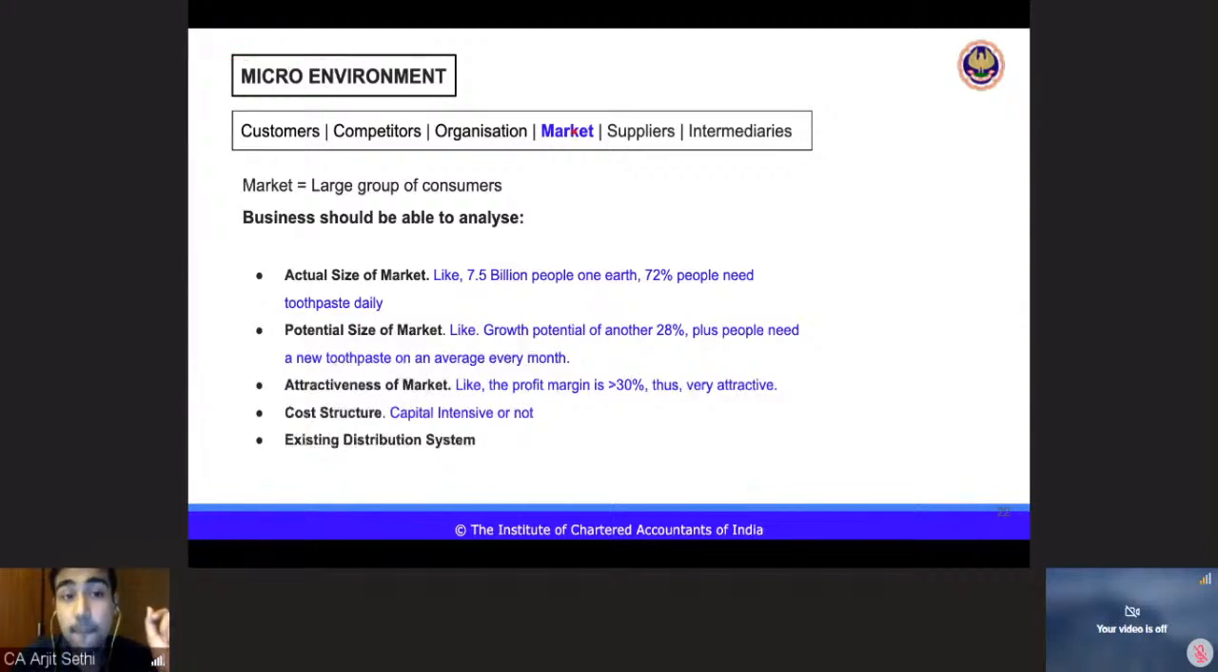The next thing is market. What is market? We understood about customers. What is the difference between a customer and a market is the main question we will solve here. So market is actually the large group of consumers. For example, let's take an example of Patanjali, right? Patanjali's Dant Kanti, the toothpaste, has a lot of consumers, a lot of customers, but the toothpaste market is much greater than their consumers, right?